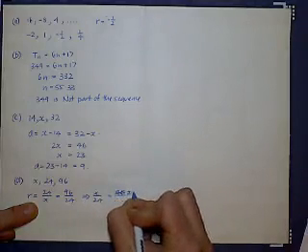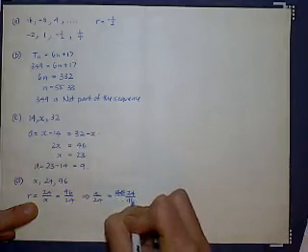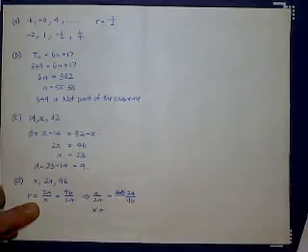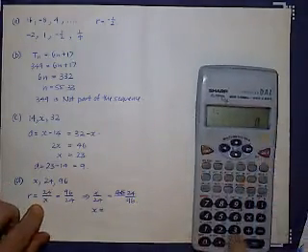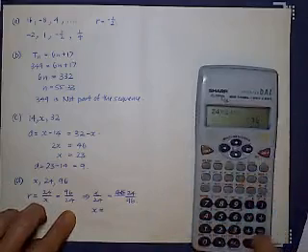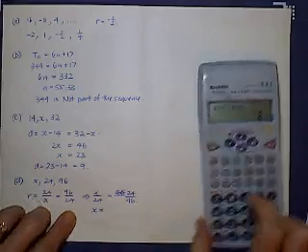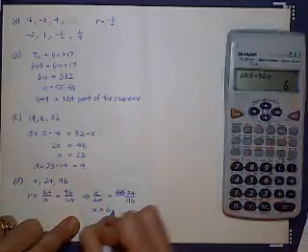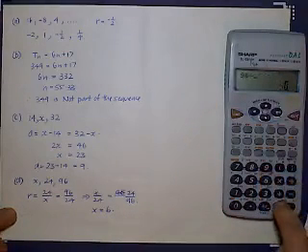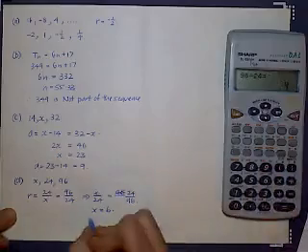x over 24 is equal to 96 over x. So x would equal 24 squared. The common ratio, 96 divided by 24, is 4.